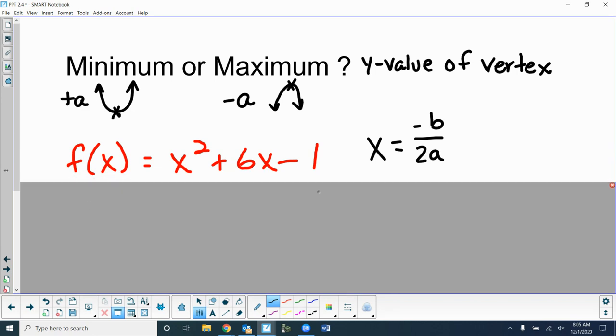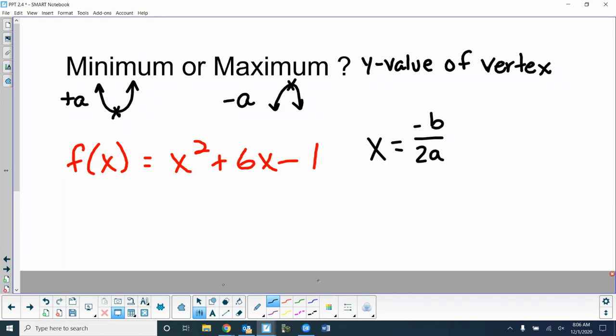Okay? So, in this problem, this example, what's my A value? Positive 1. So does it open up or down? Up. So am I looking for a min or a max? A min. Right? When it opens up, we got the very bottom is where the vertex is. We're looking for a min. So in this problem, we're looking for a min. All right? The quickest way to do it is to figure out your axis of symmetry. So what's negative b? Negative 6 over 2 times 1. What's negative 6 divided by 2? Negative 3.